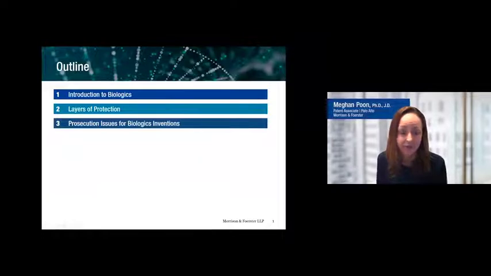Okay, so the talk will have three sections. We'll start out with just a general introduction to biologics. So that'll cover basically what do I mean by biologic and how is that different than other technologies? And again, what challenges are provided by protecting biologics. After that, we'll talk about the different layers of protection and the strategies that we use to claim and protect biologics in patents and patent applications. And then we'll go on to specific prosecution issues for biologic inventions.